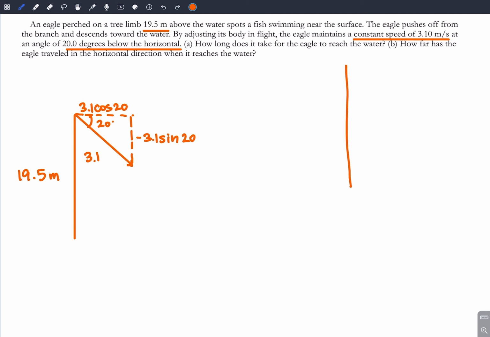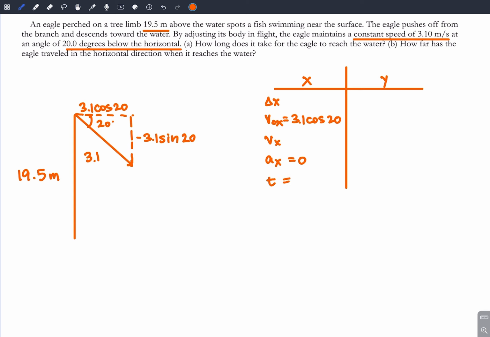Now, let's organize all the information that we have in a table, okay? So, change in x, we don't know. That's part B, okay? Initial x velocity is 3.1 cosine 20. Final x velocity, we don't know. Acceleration in the x direction is going to be 0. Time, we don't know. But we'll eventually solve for it because that's what it's asked for.